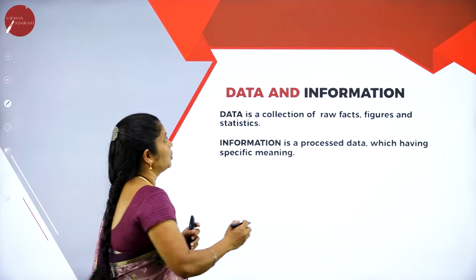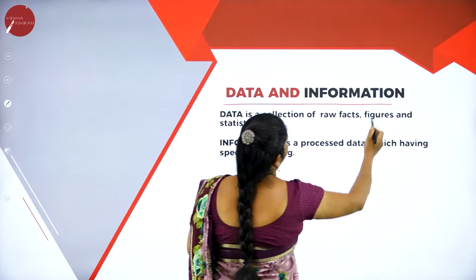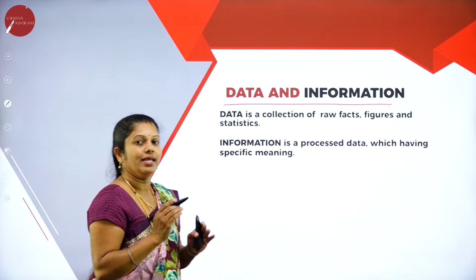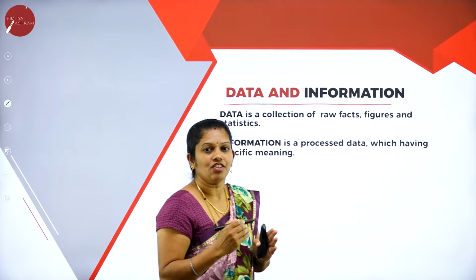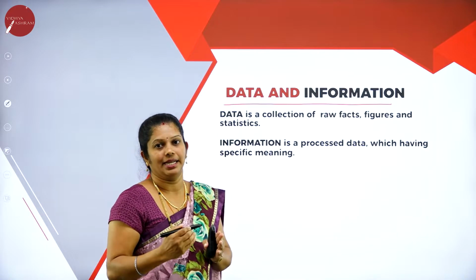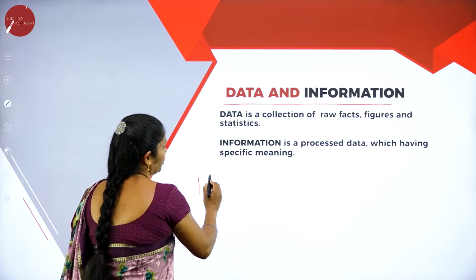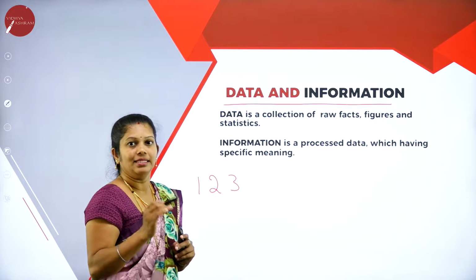Next we will discuss what we mean by data and information. Data is raw facts, figures and statistics, whereas information is processed data. For example, if I write 123, then it is data.